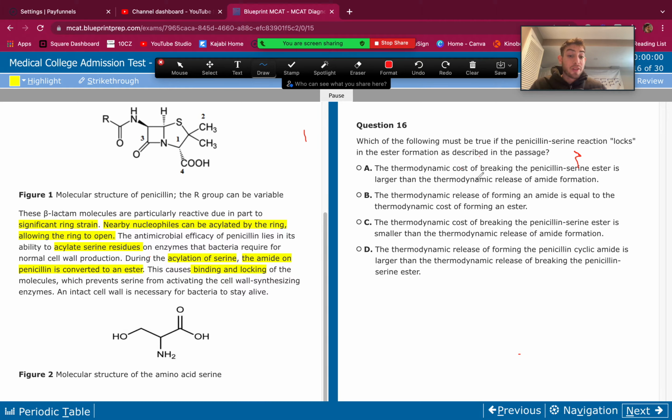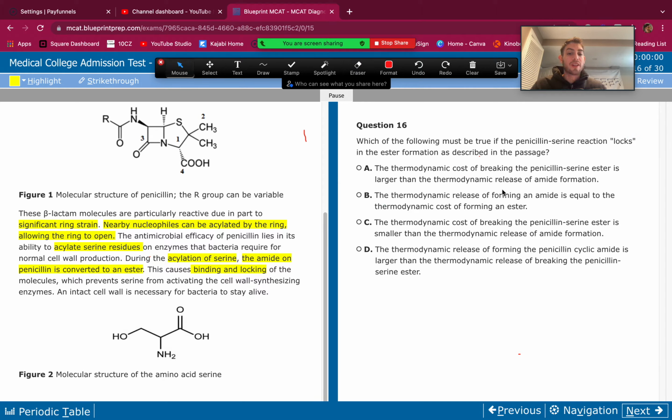If the thermodynamic cost of breaking the penicillin-serine ester is large, then this means, okay, cost, we need energy. So this is going to be a delta G. We need energy, so it's going to be positive. It's going to be a big positive. So it's very non-spontaneous to break the penicillin-serine ester. It's very unlikely that we're going to break it, which is cool. That's what locking means. We want to keep that penicillin-serine ester. I don't want to break it. This is telling me that it needs a lot of energy to break it, which is cool. I like that. This makes sense to me.